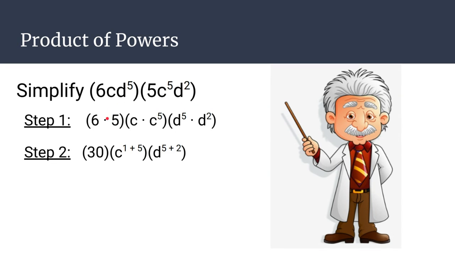So for my next step is just showing you that. So 6 times 5 is 30. C times c to the 5th becomes c to the 1 plus 5. And then d to the 5th times d to the 2nd becomes d to the 5 plus 2. And then finally, just simplifying everything down, you're going to bring your 30 down. 1 plus 5 becomes c to the 6th, and then 5 plus 2 becomes d to the 7th. So again, if you need to pause this and take these notes down, please do so.